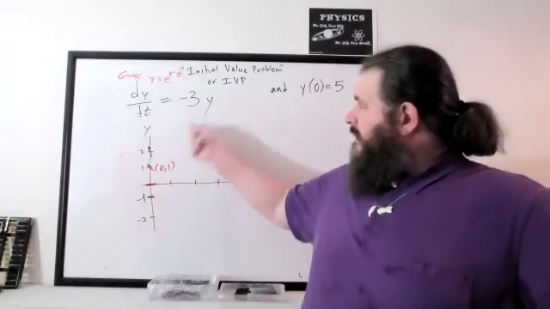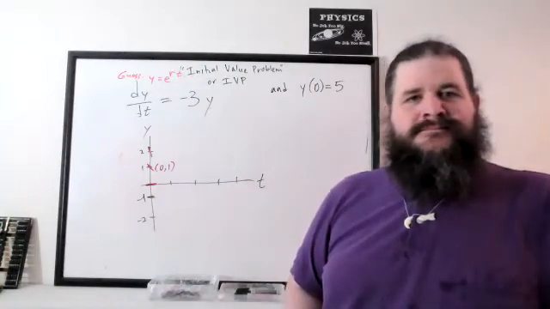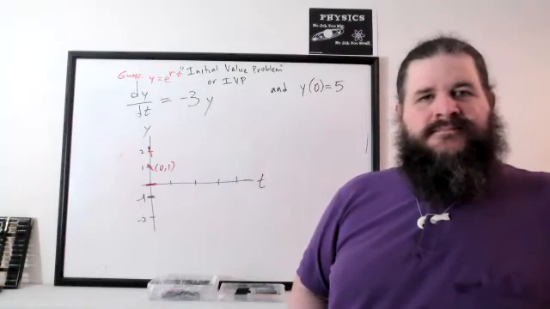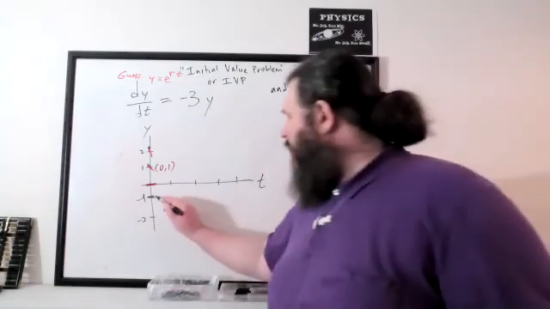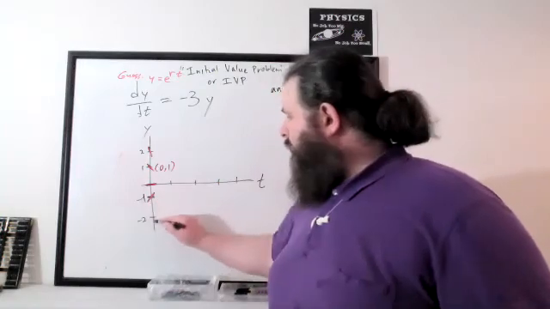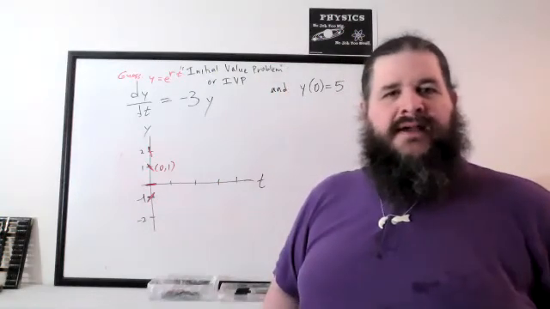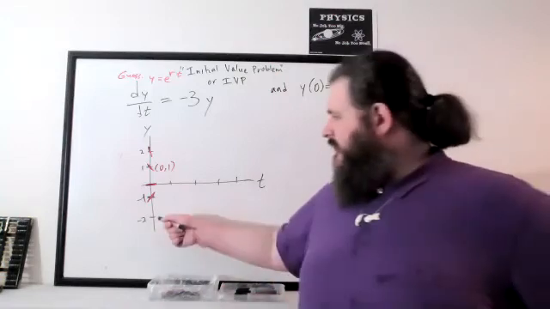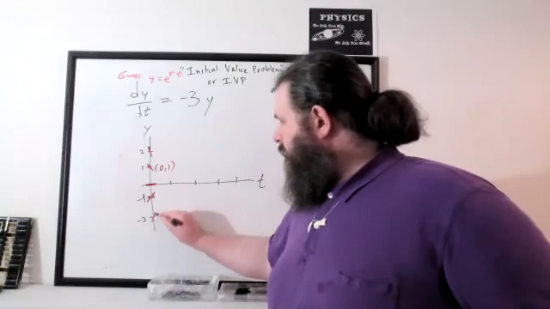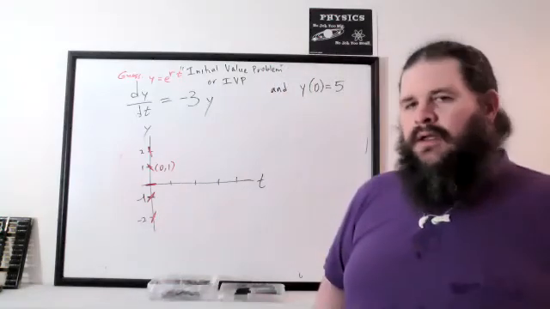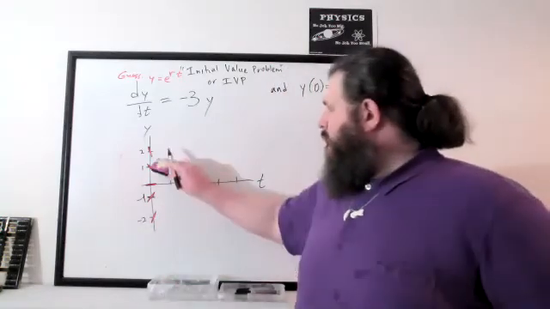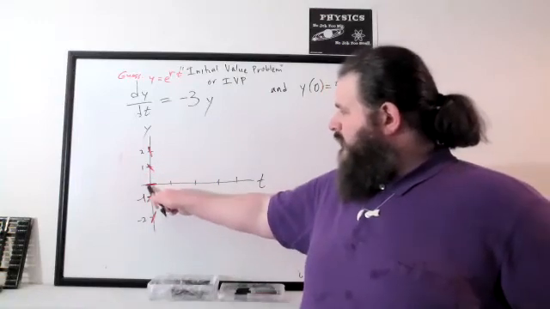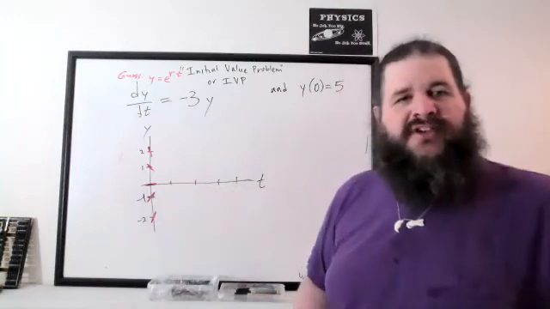Or what if we plug in -1 for y? 3. Right, we get +3 as the slope. Or you plug in -2 for y and you get 6. So at this point, the slope would be 6, much steeper positive slope. And we could plug in more points as well. In this case, though, what happens if we go one space to the right? If we keep the same y value but change the t value?